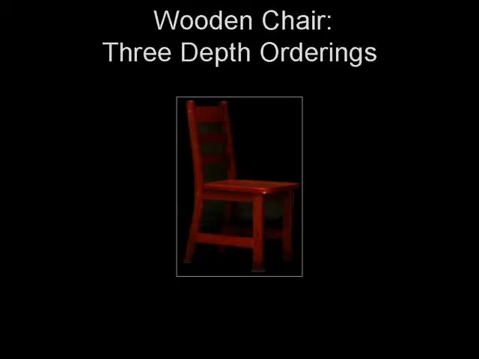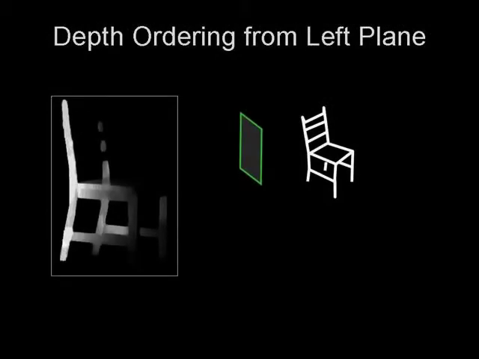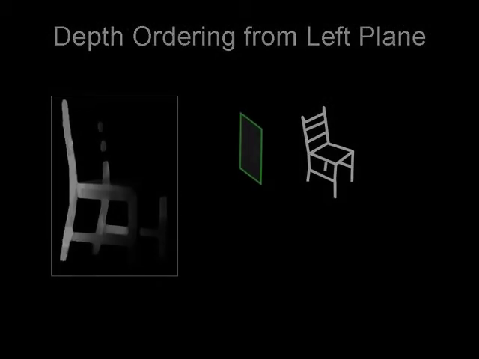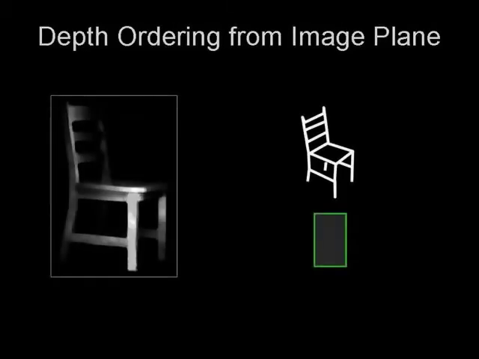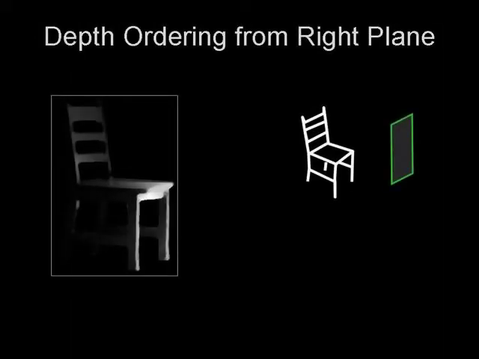Here we have a wooden chair. We first show depth ordering by moving the light source in a left plane. Now we show depth ordering by moving the light source in a plane parallel to the image plane. Note that this is similar to traditional depth map results, where brighter pixels are closer than ones further away. Finally, we show ordering from the right plane.